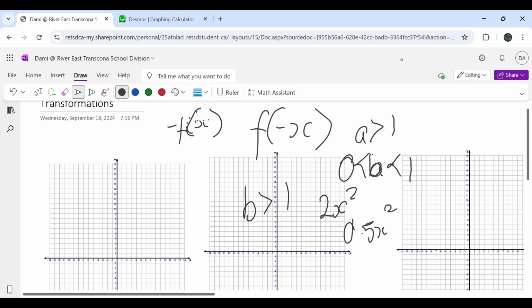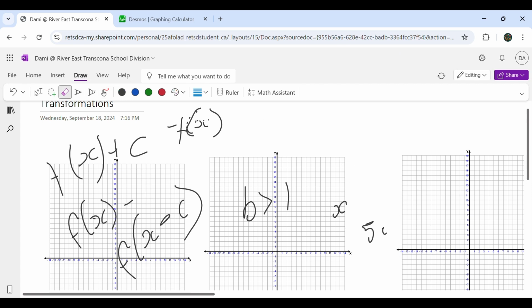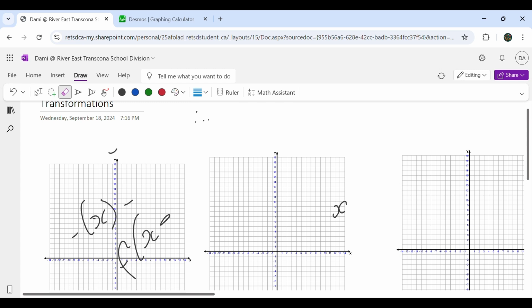So for vertical, it goes up, goes down, and then for horizontal, it goes to the left, and this goes to the right. So I'll just do a big giant one together and say where everything goes.